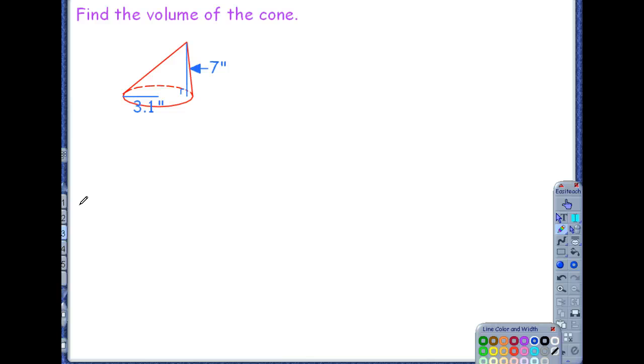Now, it doesn't say a right cone. Do we have to know it's a right cone? We do not need to know it's a right cone. And actually it's not. Notice how this perpendicular distance from the vertex to the base is not going to the center of the base. So we know it's an oblique cone.